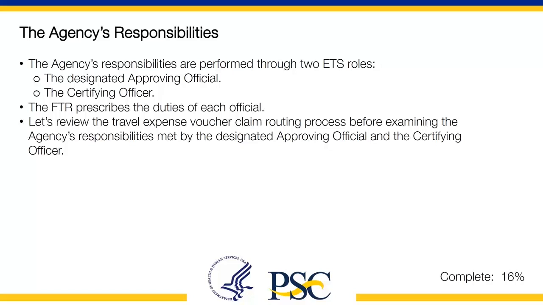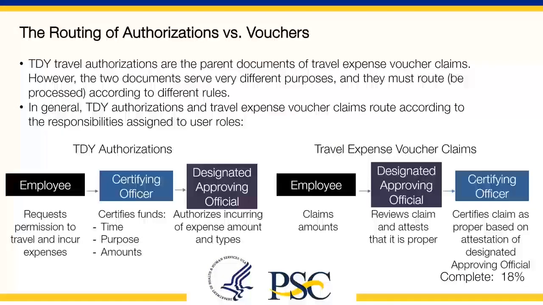Let's review the travel expense voucher claim routing process before examining the agency's responsibilities met by the designated approving official and the certifying officer. TDY travel authorizations are the parent documents of travel expense voucher claims. However, the two documents serve very different purposes, and they must be processed according to different rules. In general, TDY authorizations and travel expense voucher claims route according to the responsibilities assigned to user roles.